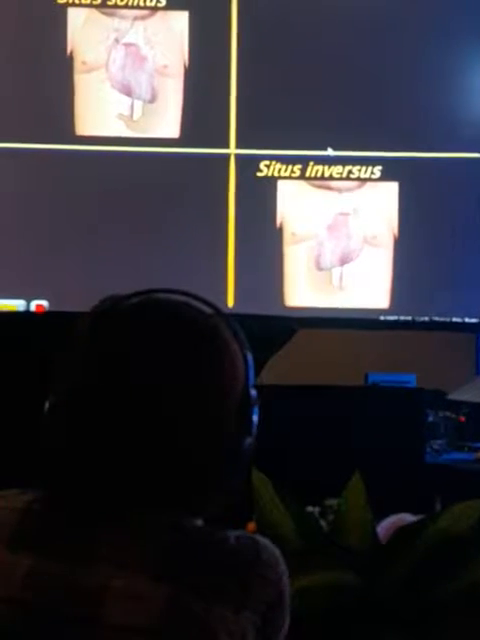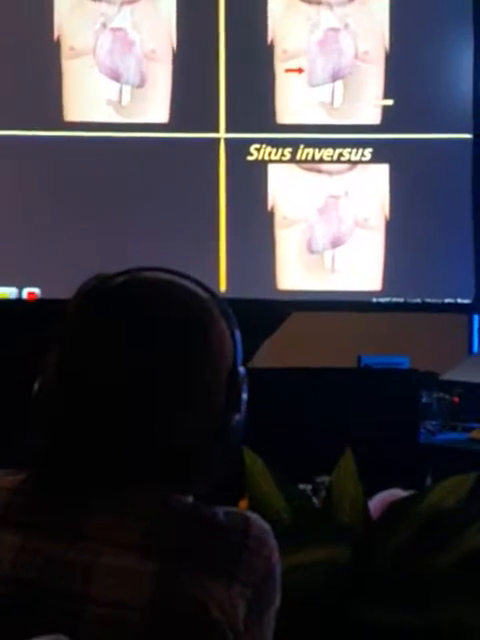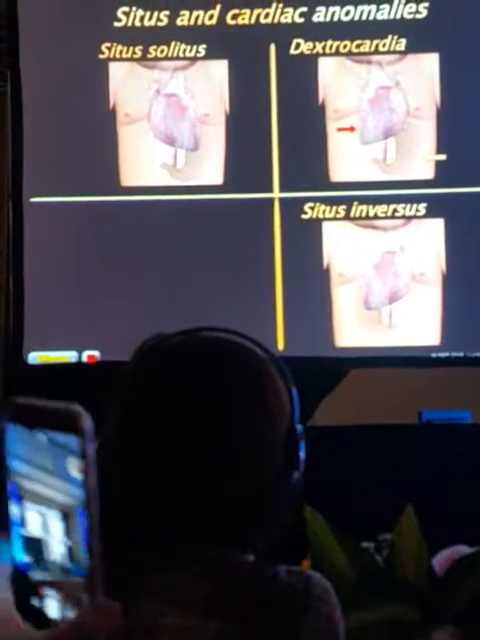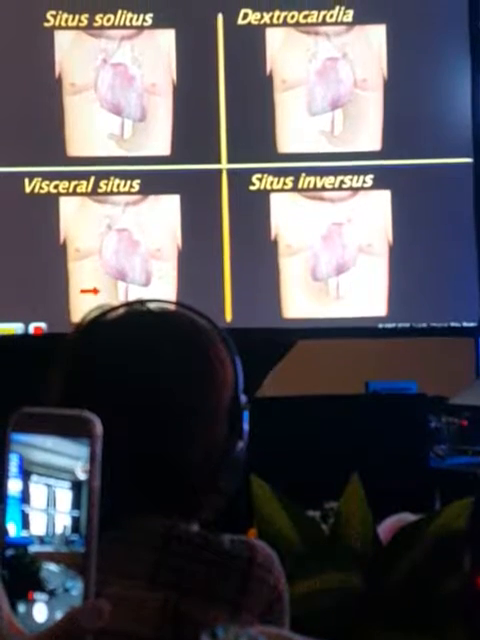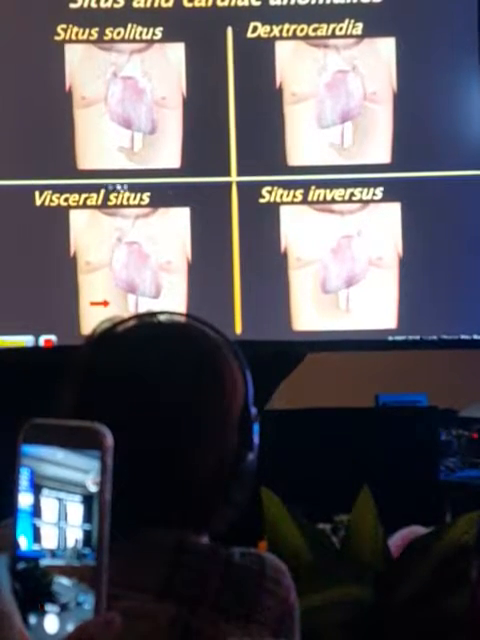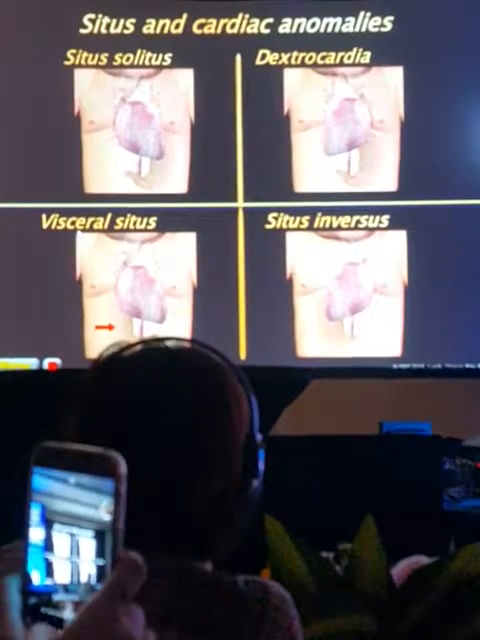More commonly, you will see babies that have a discrepancy in which the heart is on one side and the stomach is on the left side, and if the heart is on the right side, it's called dextrocardia. And from time to time, you also see babies that have the heart on the left side, but the stomach on the right side. And this is called visceral situs, situs ambiguus, many different names.